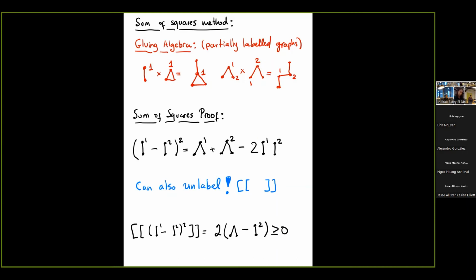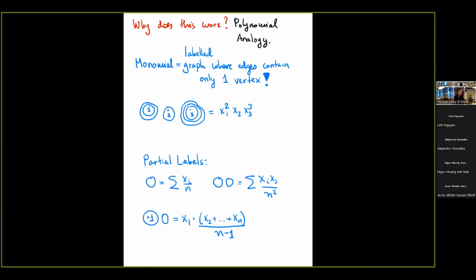But of course, you could ask, why does this work? I'm not going to tell you why this works. Instead, I want to give you an analogy with polynomials, and then hopefully you will believe me that it also works in the graphical setup. So here is another way of thinking about polynomials. It's a bad way, at least from the point of view of drawing pictures. But let me think about polynomials as graphs where every edge only contains one vertex.